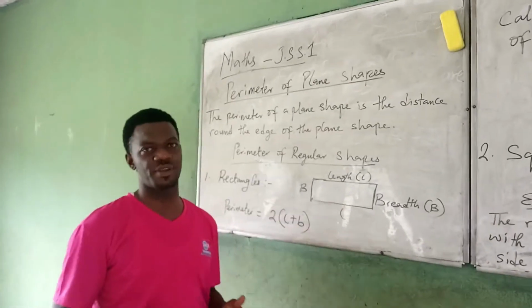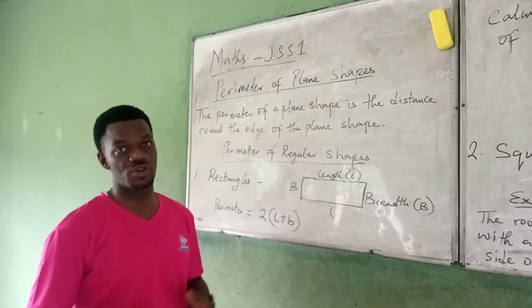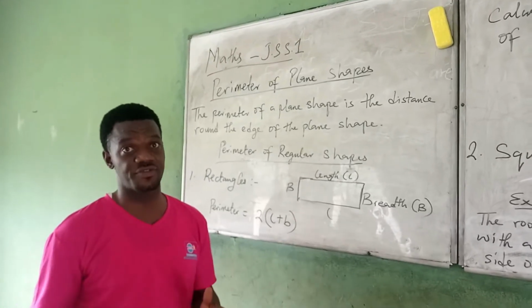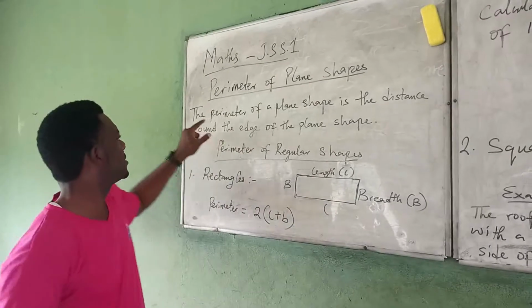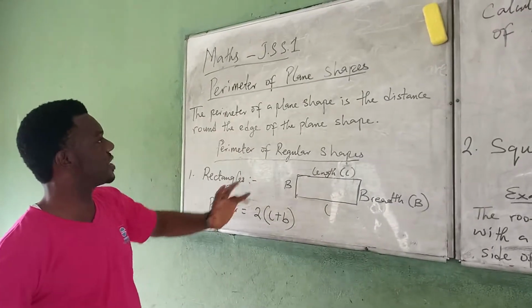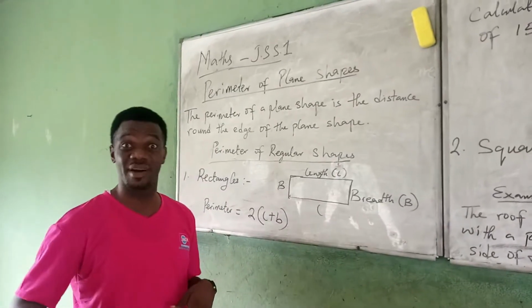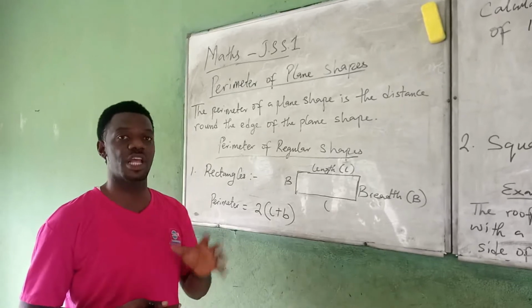What do we mean by the perimeter? This is a topic that we always meet in mathematics when we deal with equations that have to do with geometry, that is the diagram. Now, perimeter of plane shapes. The perimeter of a plane shape is the distance around the plane shape. When you talk about the perimeter, you talk about the distance around the edge of the plane shape.